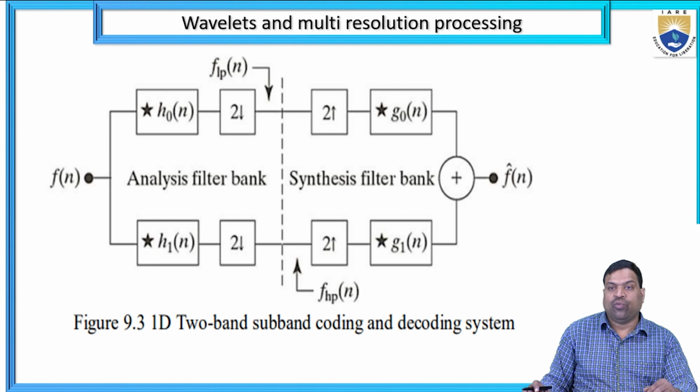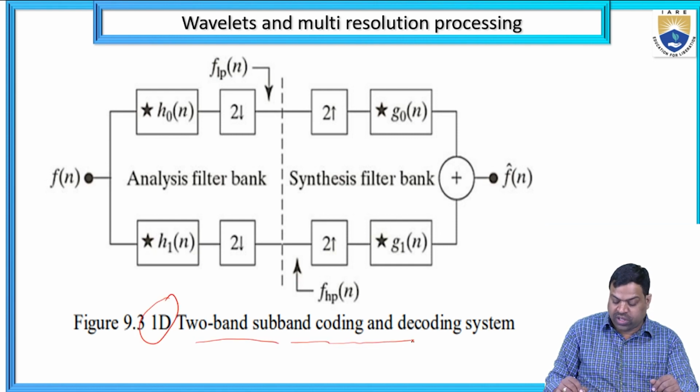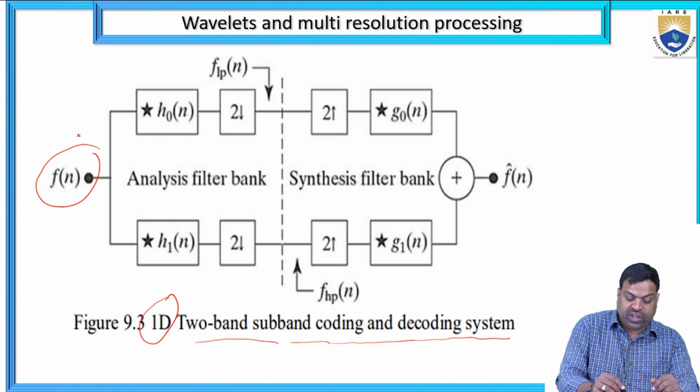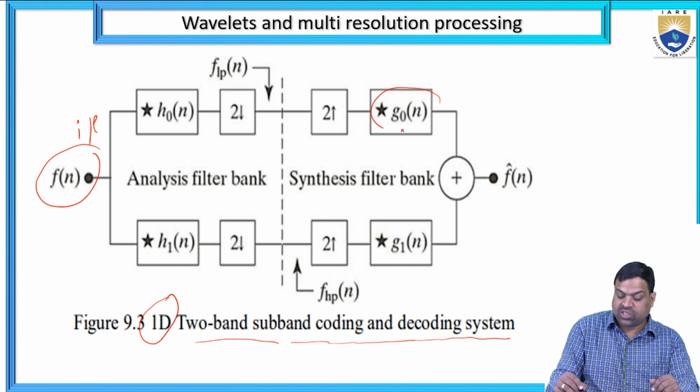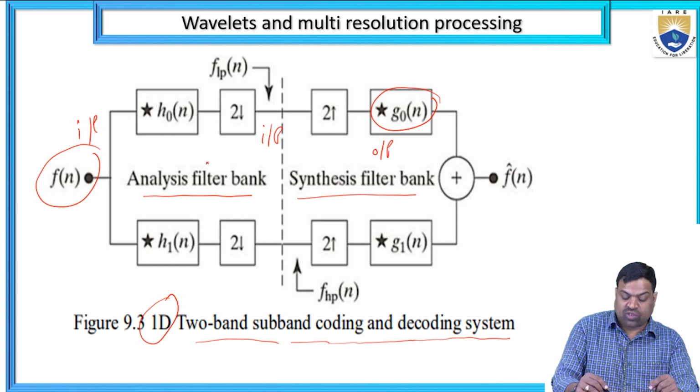So here is a 1D 2-band subband coding and decoding system. Here f of n is the input, and h of n and g of n are the analysis and synthesis filters. Analysis is at the input side and synthesis at the output side. At the input side we are analyzing the filter, we are analyzing how much noise is there.